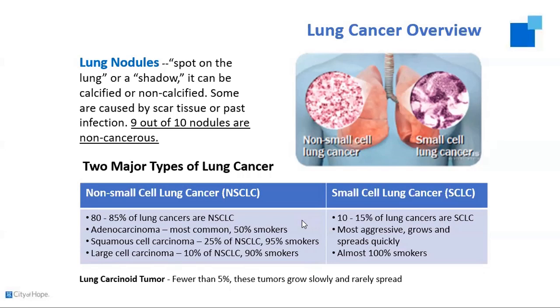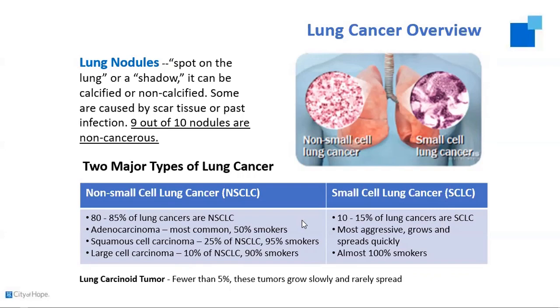In the non-small cell lung cancer group, majority of the cancer here are adenocarcinoma. About 50% or half of the adenocarcinoma type of non-small cell cancer is due to smoking, but you can see that majority of the people who develop squamous cell and large cell carcinoma are mainly smokers. Now, on the other hand, small cell lung cancer is usually 100% exclusive for smokers. These are the most aggressive and fast growing ones.